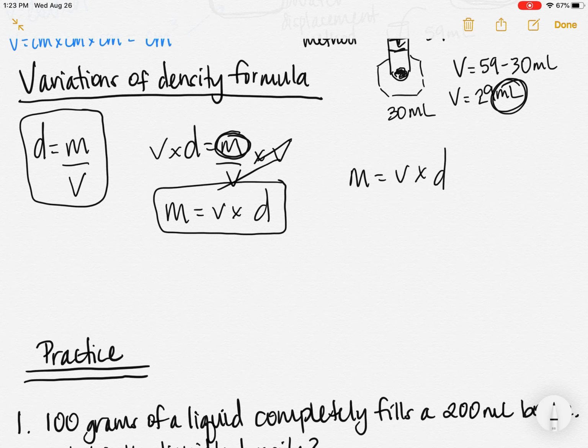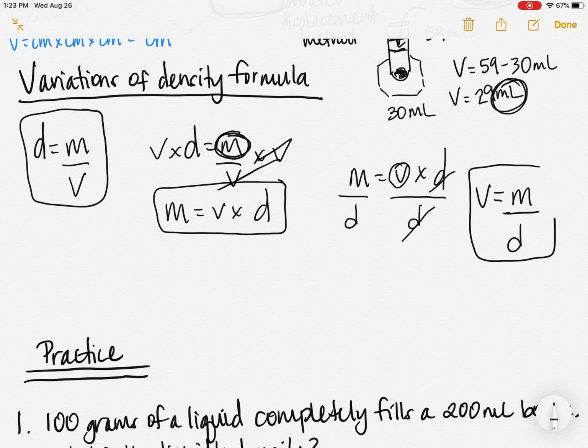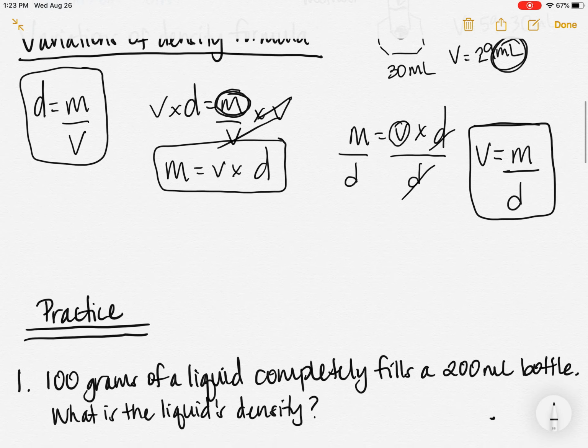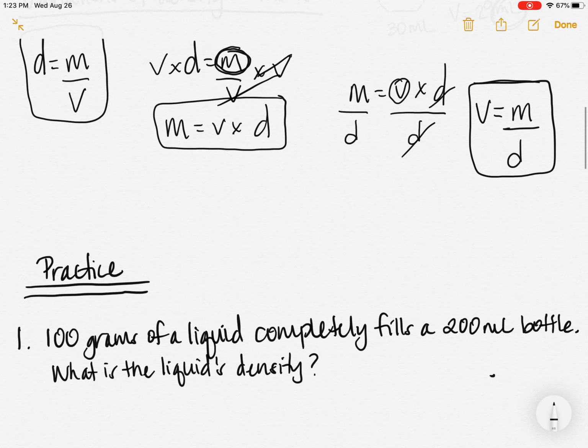From there, what if I was looking for volume? Well, to get volume by itself, I would need to divide both sides by density. And so the third variation of my density formula is that volume is equal to mass divided by density. Now, there's no reason to memorize these. It's just simple algebraic rearrangement that can lead you to those three density formulas. However, we can refer back to them, but it is important that you know how to manipulate those equations.